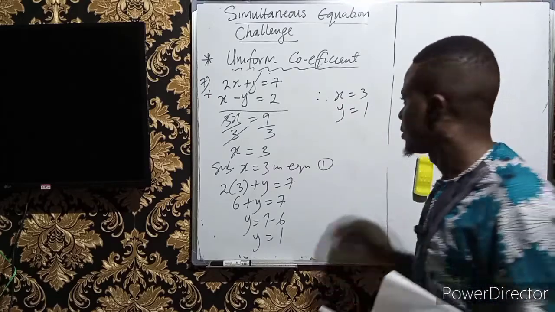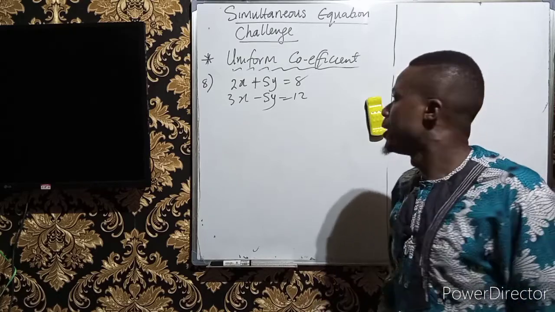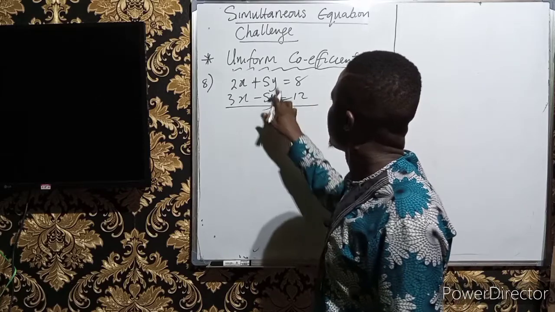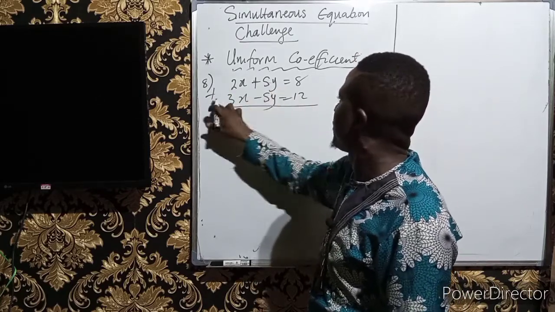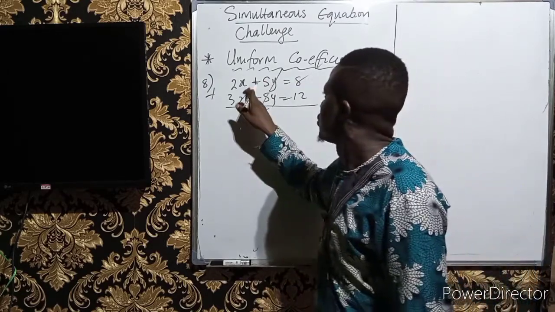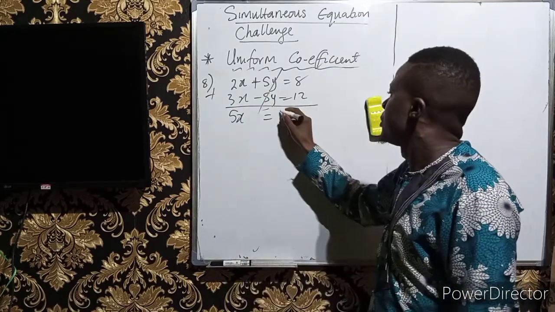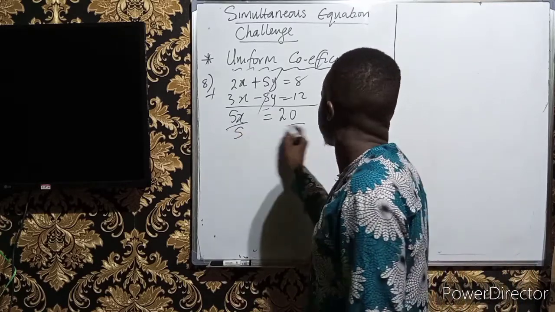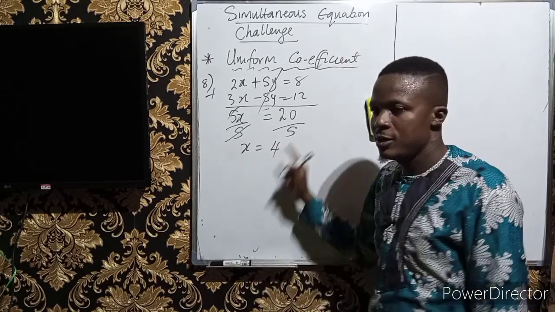Let's take the next question. Okay, here I have 2x plus 5y equal to 8 and 3x minus 5y equal to 12. You've seen that they have the same coefficient, and it's only plus that can make this 0, because 5 plus minus 5 is 0. So therefore we are adding. 2x plus 3x is 5x equals 8 plus 12 is 20. To get x, divide both sides by 5. So x will give us 4 when I divide this.